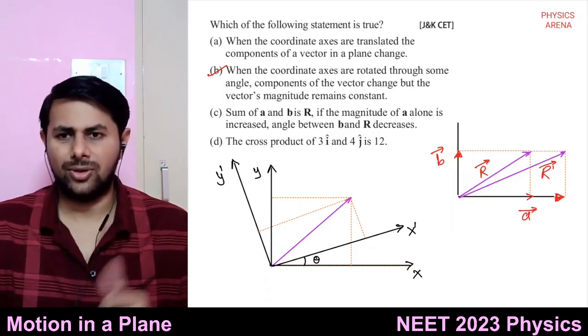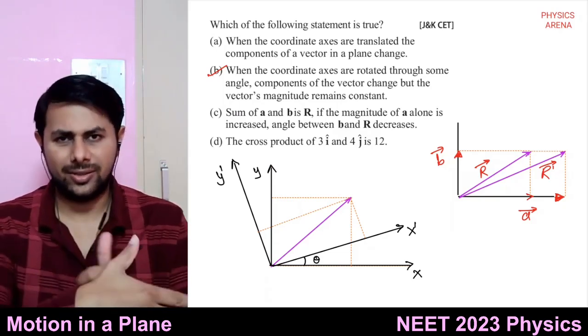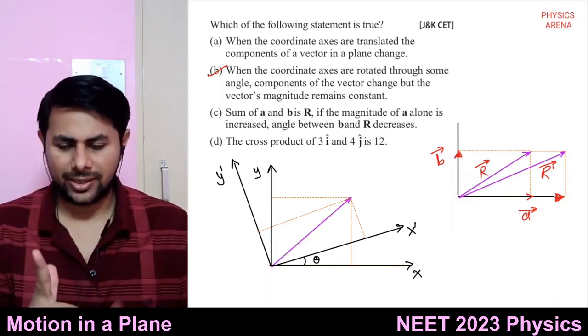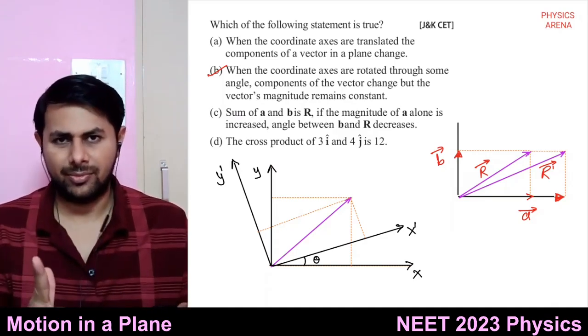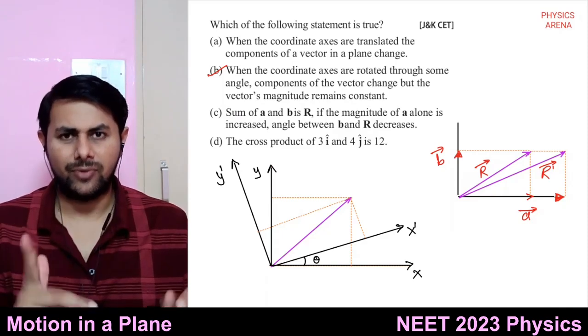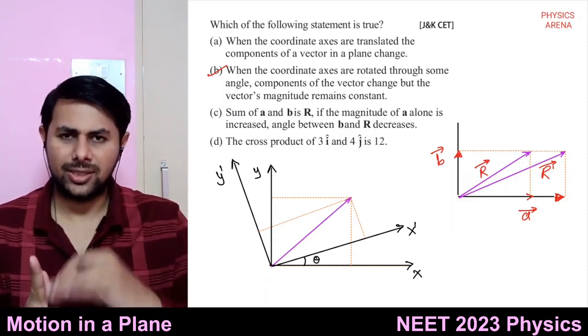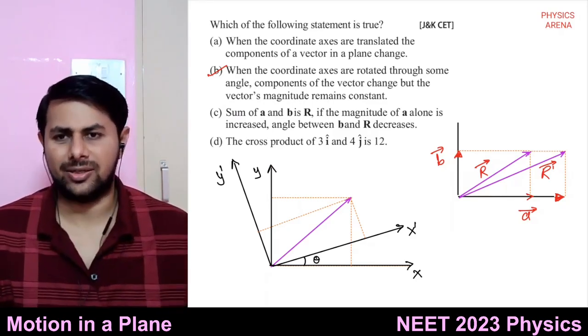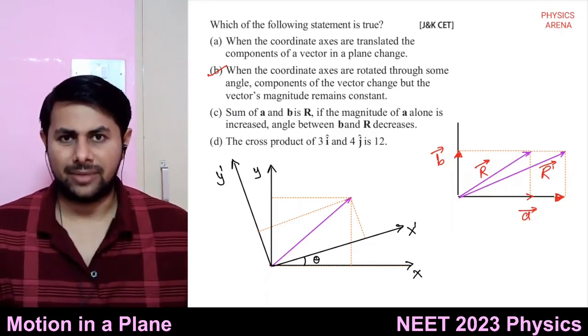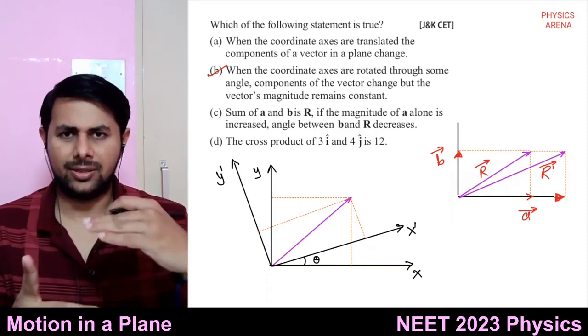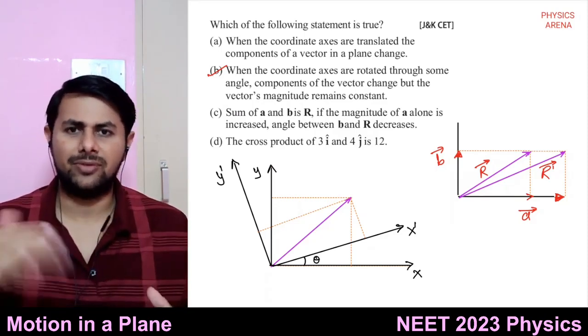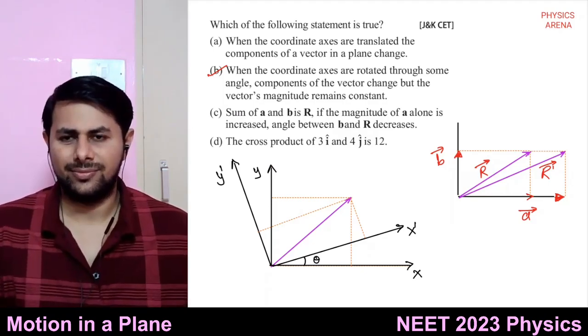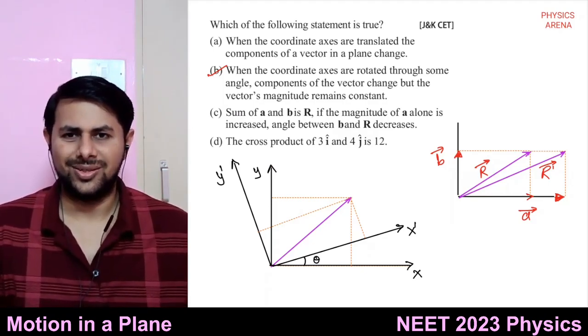So there is a rule of thumb. If there are two vectors and you increase one of them, what will happen to the resultant? The resultant will bend towards the increased vector. That means the angle between the resultant and the increased vector will decrease. Yes or no? Yes, sir.